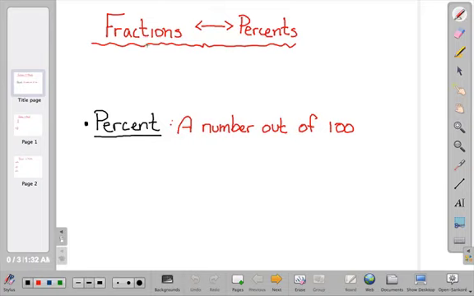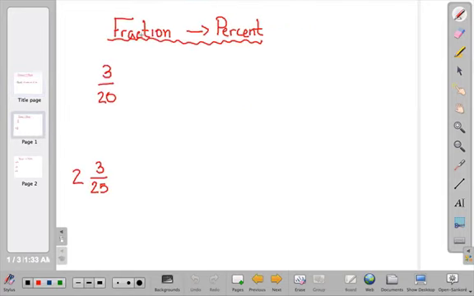In this video, we're going to learn how to change fractions into percents and percents into fractions. One of the key things that you need to know before we can move forward is that a percent is a number or a ratio out of 100. So, our first example is we're going to change fractions into percents.